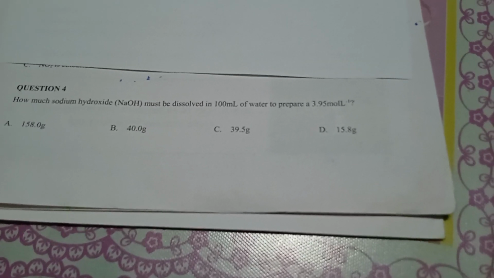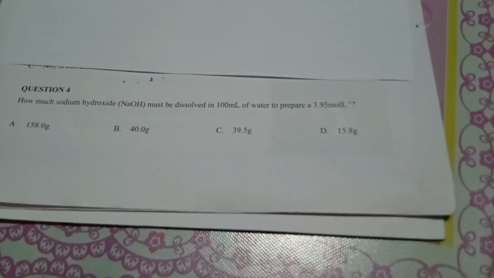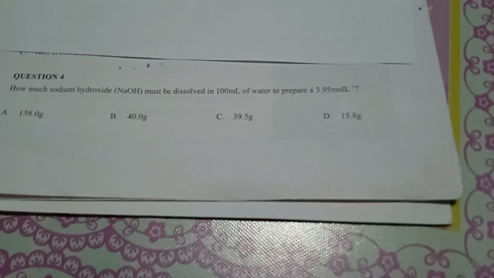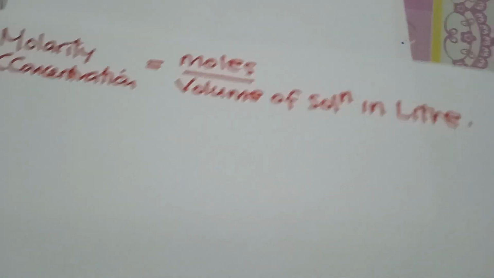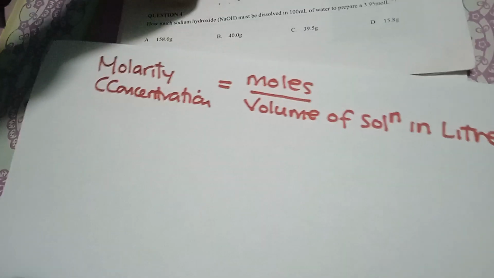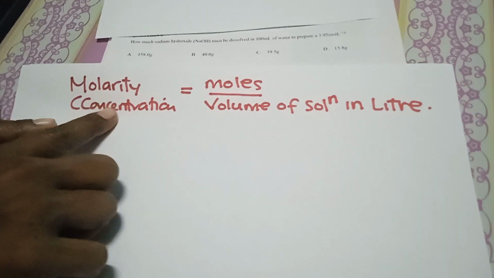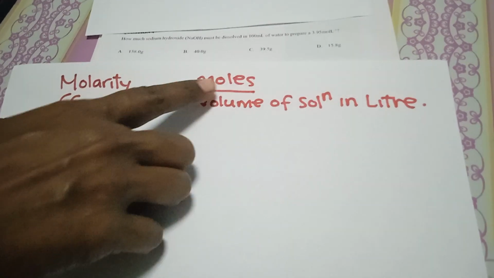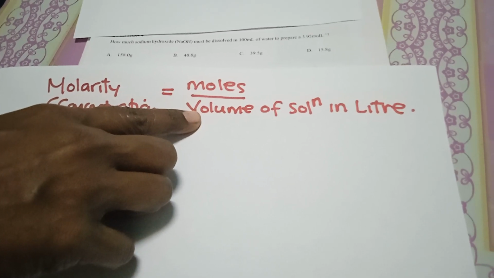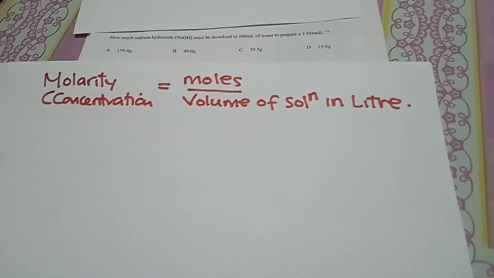So first of all, this stoichiometry, we will have to use two formulas. The first one will be finding the number of moles of sodium hydroxide, and after that we will calculate the mass using another formula. Okay, I will go through the formulas. That's the first formula that we will be using. Its molarity, which is also known as the concentration, is equals to number of moles divided by the volume of solution in liters.